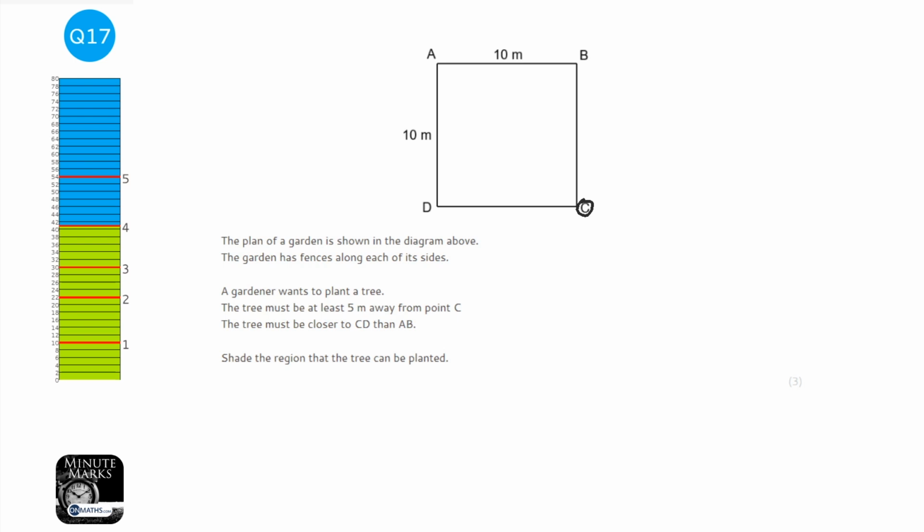And you would draw a quarter circle with the point of your compass at C, like that. That's not too bad, although it looks closer to B than it should be. Okay, so that's that first bit sorted. Now it says the tree must be closer to CD, which is this bit here, so it's got to be closer to this than AB, so than this. So what we need to do is ensure that it's closer to the red line than the green line.